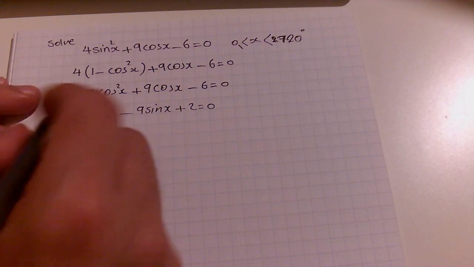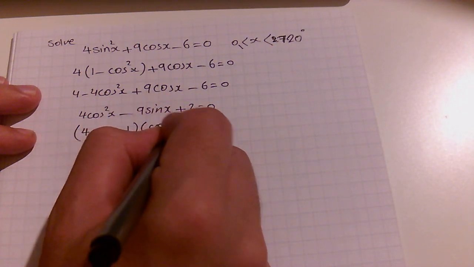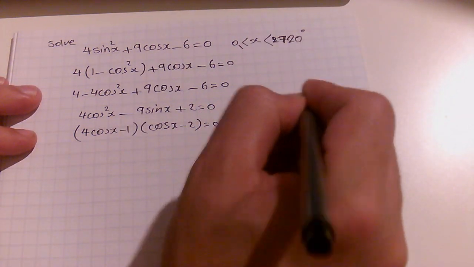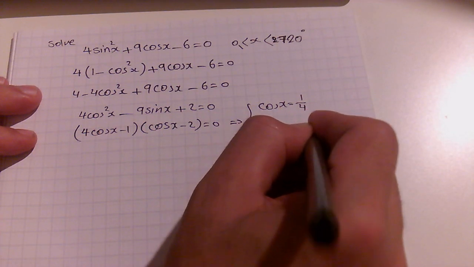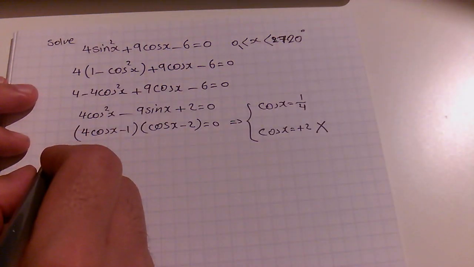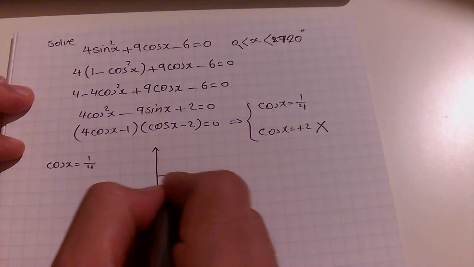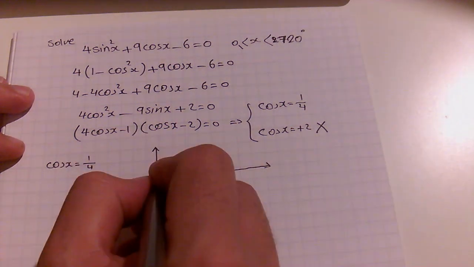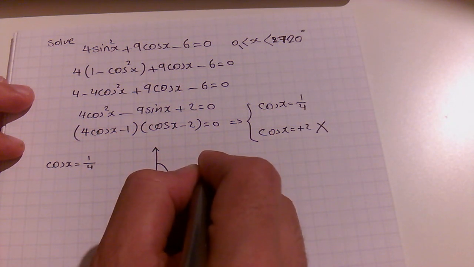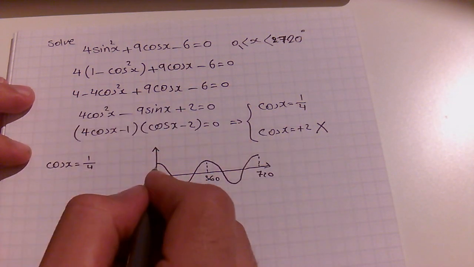Okay, next question. Solve 4 sin² x + 9 cos x − 6 = 0, for x between 0 and 720, giving your answer to 1 decimal place.